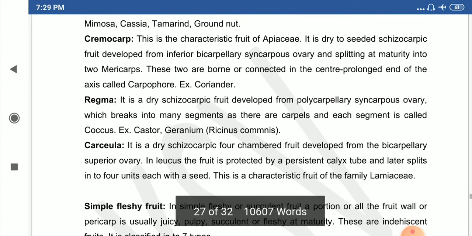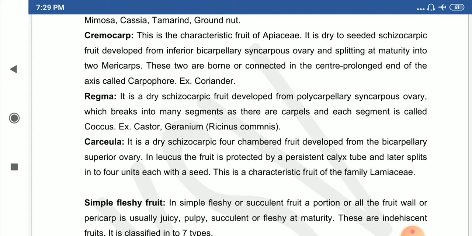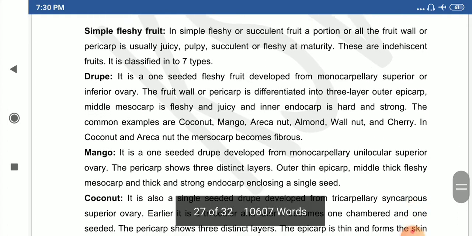This is characterized by Apiaceae, and usually they are the dry seeded schizocarpic fruit, formed with the inferior bicarpillary syncarpous ovary. Example coriander. Regma. So this is the specialized fruit developed from the polycarpillary syncarpous ovary. Example in case of castor. So like that, there are different types of fruits developed.